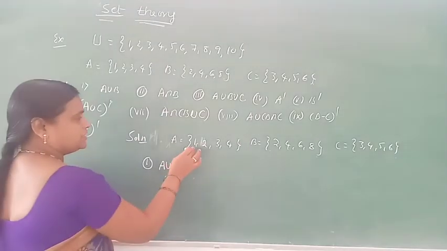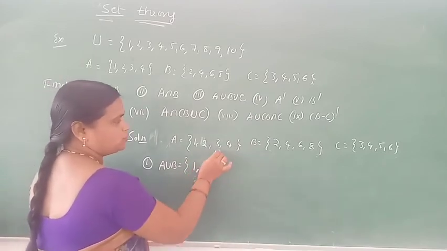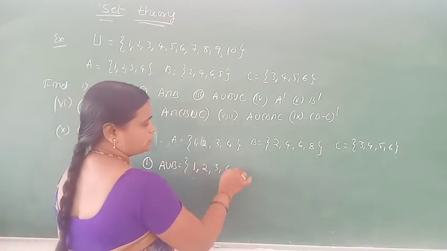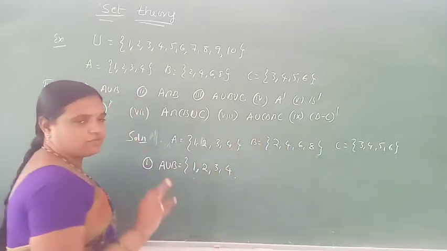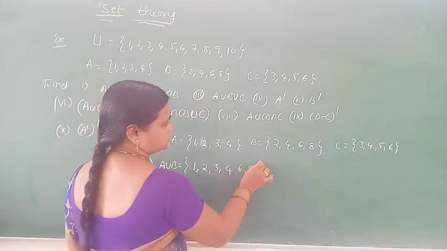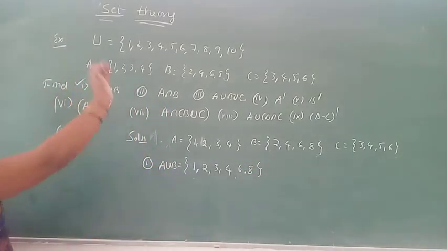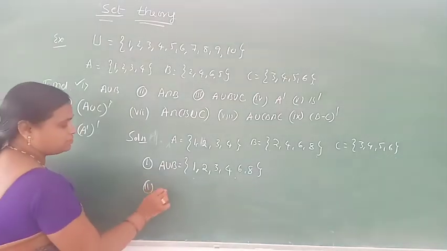See, A and B elements are 1, 2, 3, 4, 6. 4 is given repeatedly, therefore we take it only one time. 6. This is A union B. Okay. Next, the second one is A intersection B.